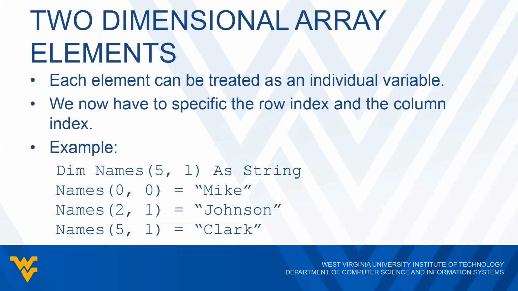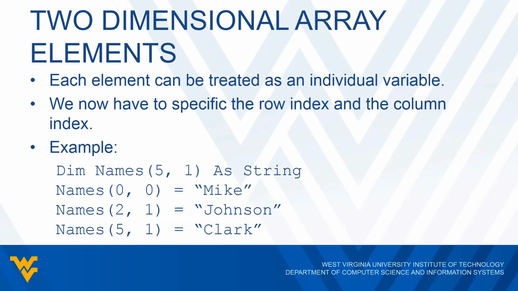So let's say we have the following lines of code. The first line, we're declaring a two-dimensional array of strings called names, and because we have a 5 and a 1, it means we're going to have 6 rows and 2 columns. And what that tells us is that the index of the rows can be anywhere between 0 and 5, and then the index for the columns can be anywhere between 0 and 1, which means it's just 0 or 1.